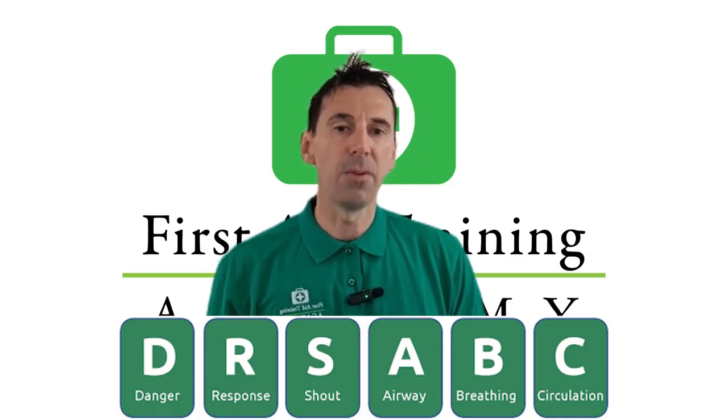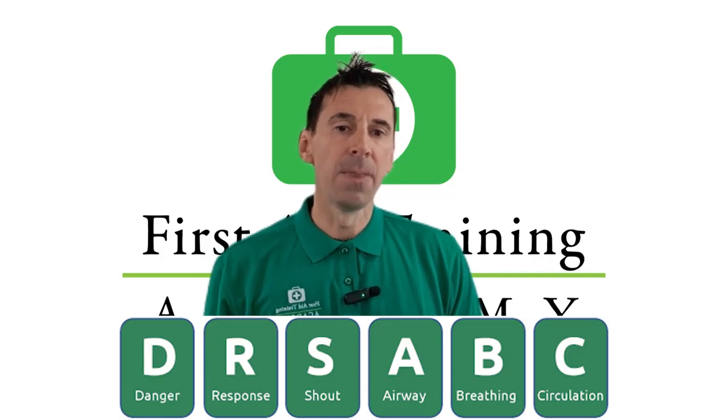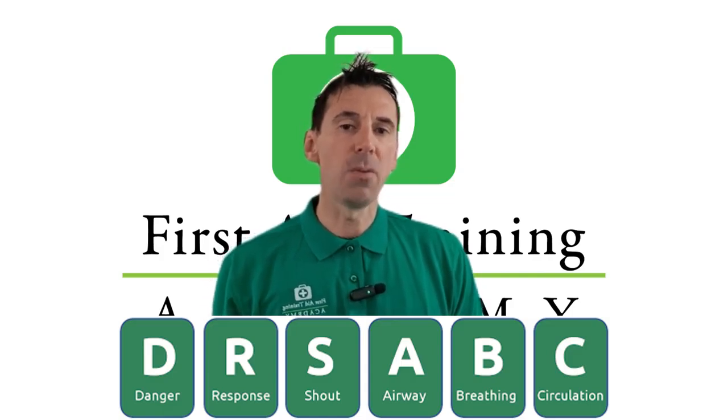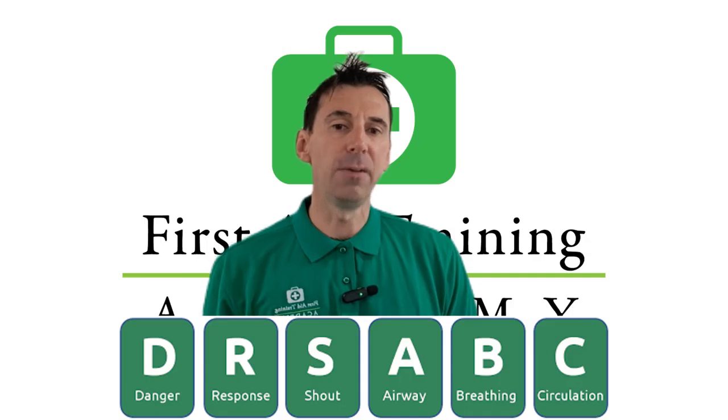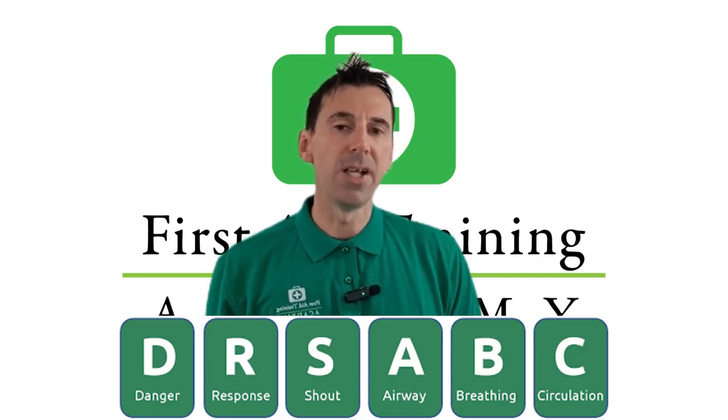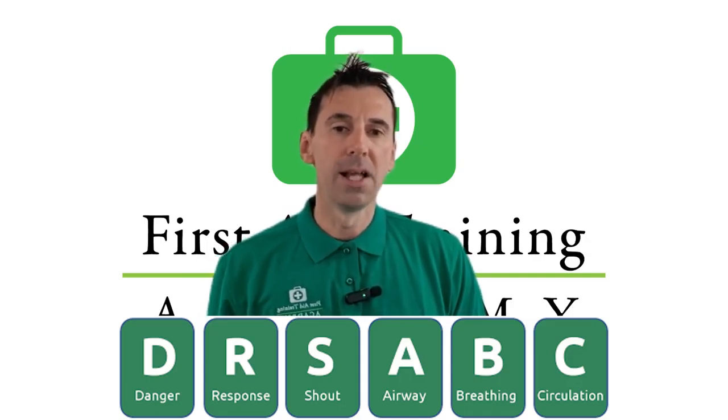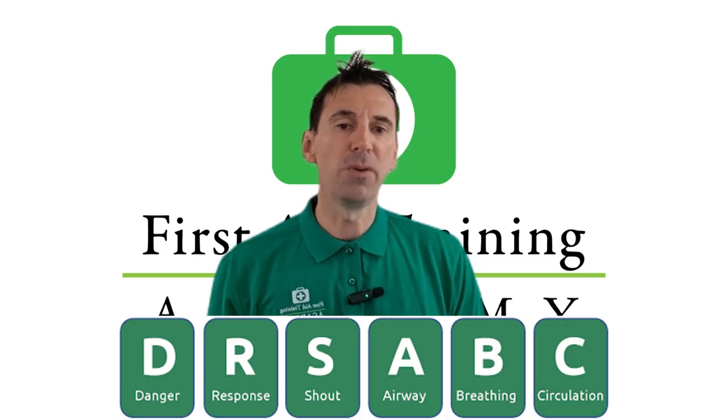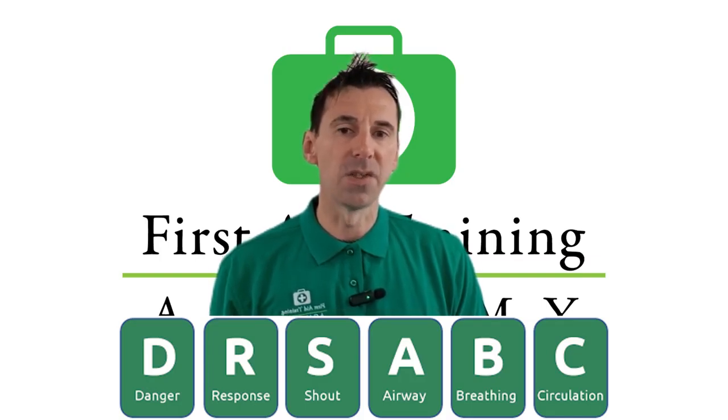A stands for airway. Check the casualty's airway. If they're unresponsive, open their airway using the head tilt chin lift technique. B is for breathing. Look, listen, and feel for normal breathing for up to 10 seconds.